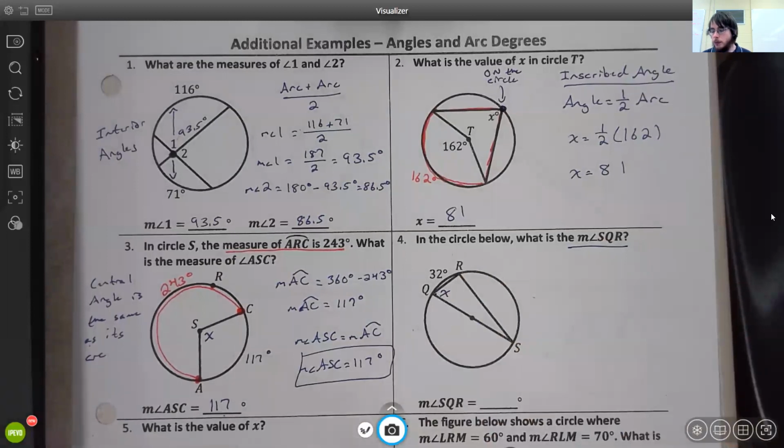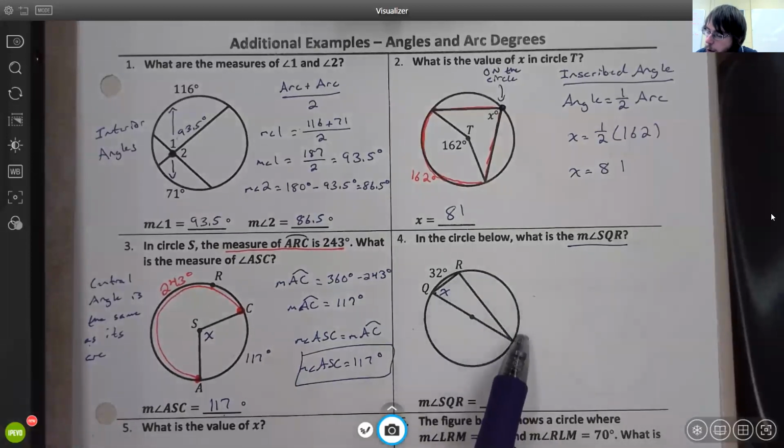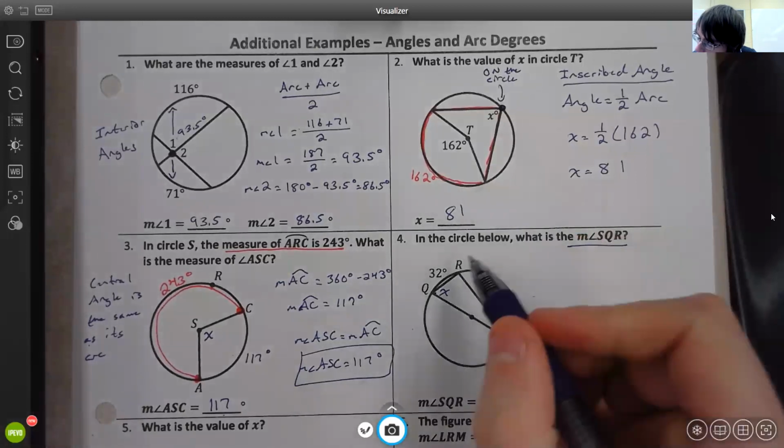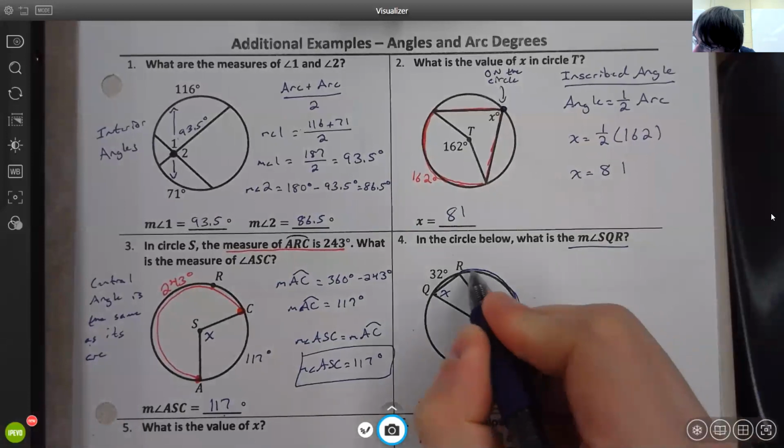Now, what you may notice is that we have a triangle here inscribed in the circle, and we also know that we have a diameter going across. QS is a diameter. So in order to figure out x, we need to know what this arc is. We need to know that regardless of what type of angle it is right now.